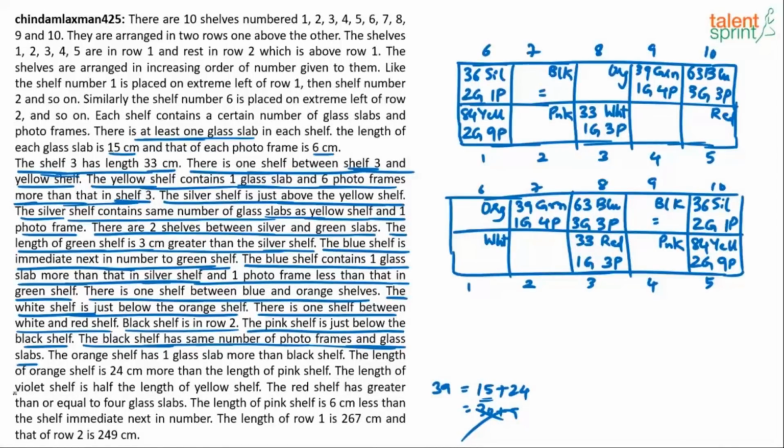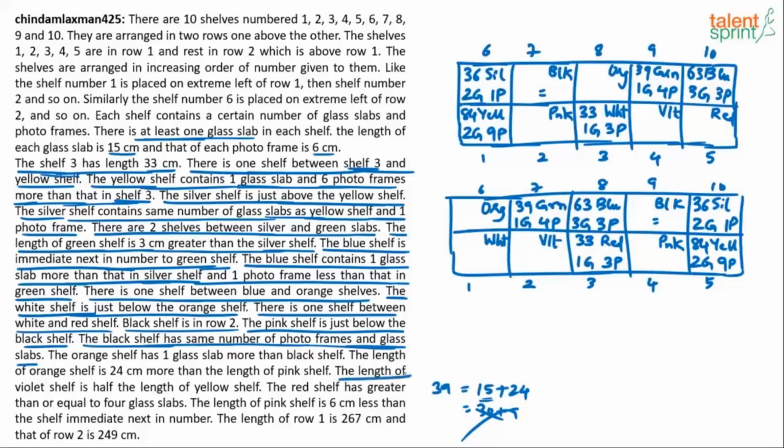The length of violet shelf is half the length of yellow shelf. Where is violet, by the way? So in the bottom row only one color is left. Yellow, pink, white and red have come, so this should be violet. Okay, this is violet. So what does it say?